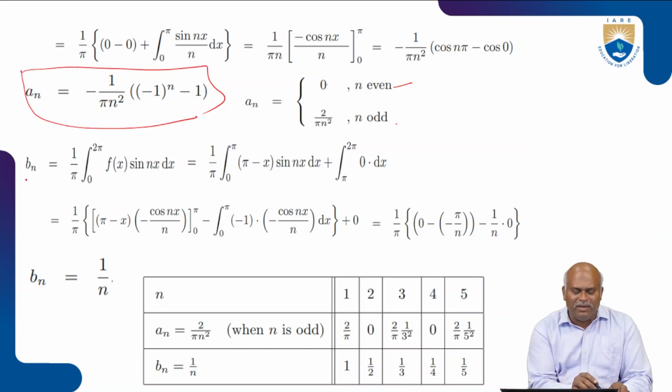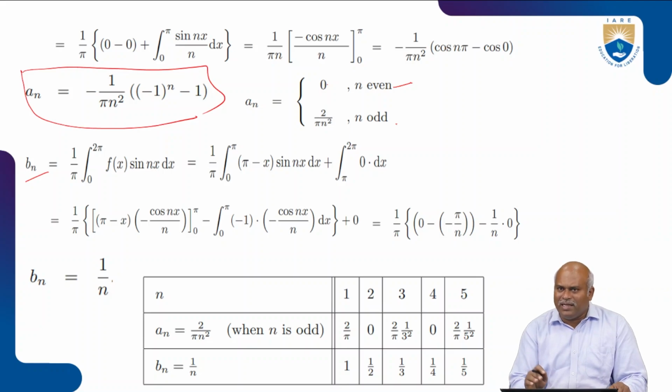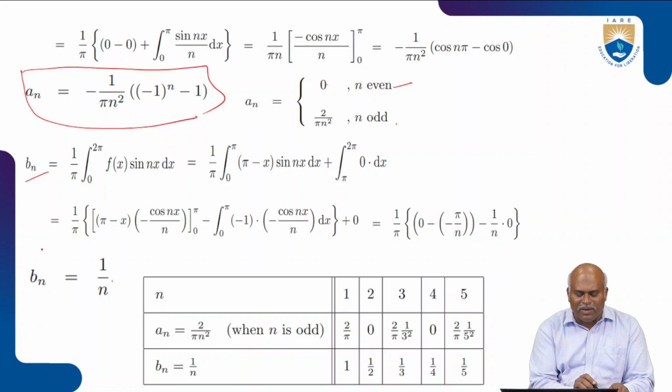In the same way, we find Bn also. You know the Bn formula in the trigonometric Fourier series: 1 by pi integration of 0 to 2 pi f of x sin nx dx. We substitute the interval and the value of f of x, take the integration and substitute the interval. Finally we get Bn equal to 1 by n.